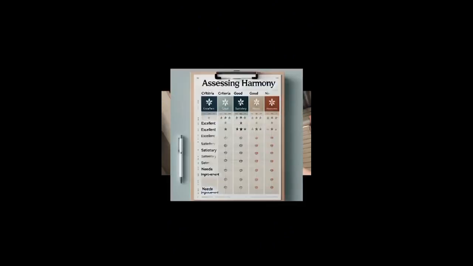So rubrics provide a structured way to assess subjective qualities like harmony, ensuring fairness and clarity while offering constructive feedback. So as you can see in the picture, this is one of the examples of the rubrics for assessing harmony.